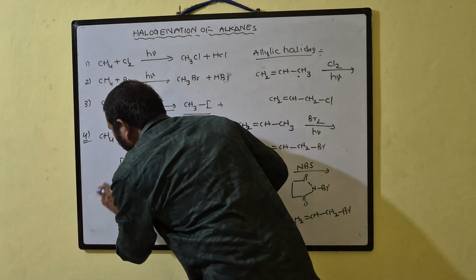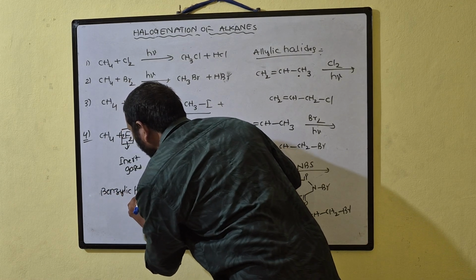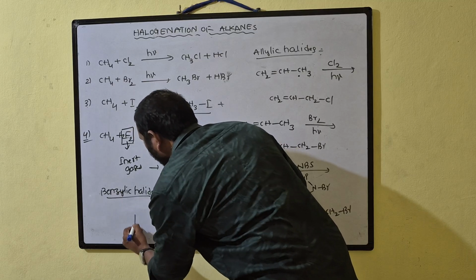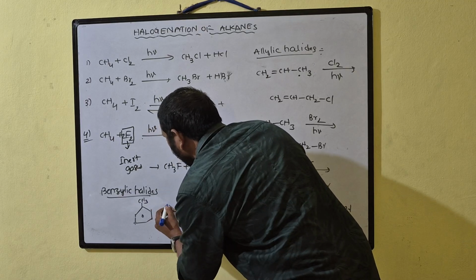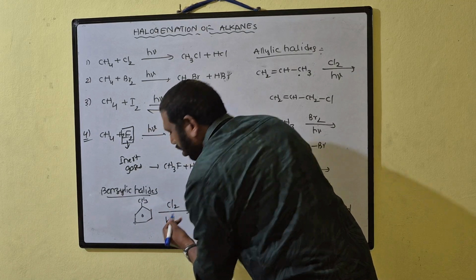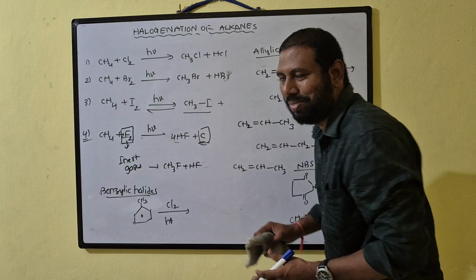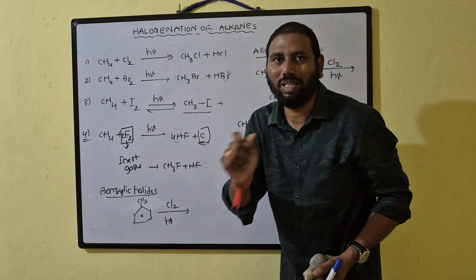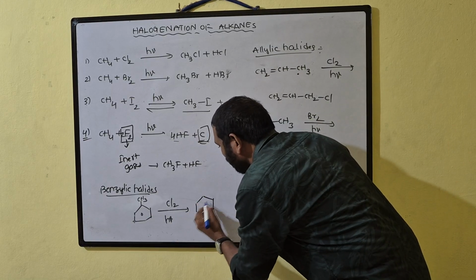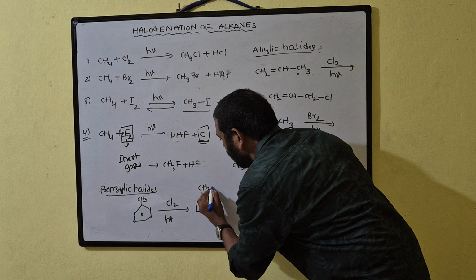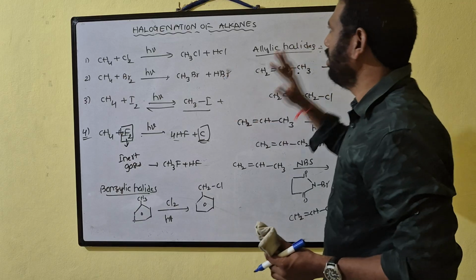So how can you prepare benzylic halides? For example, I have taken toluene, C6H5-CH3. When it is treated with halogen in presence of sunlight or high temperature, substitution takes place at the benzylic carbon, because the benzylic carbon radical is more stabilized by the benzene ring due to resonance, and we can get benzylic halide, C6H5-CH2Cl. So in this way you can explain the halogenation of alkanes.